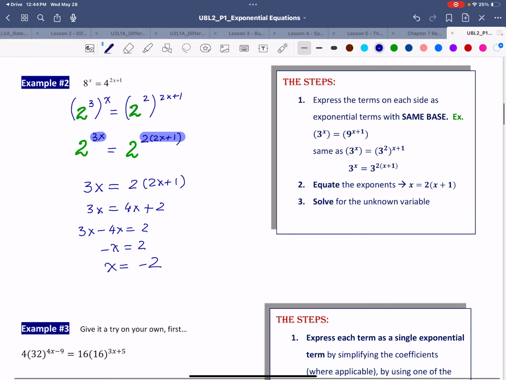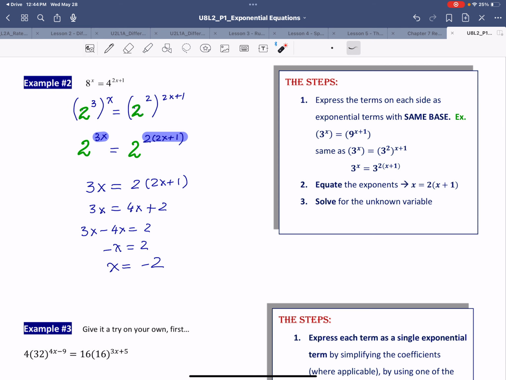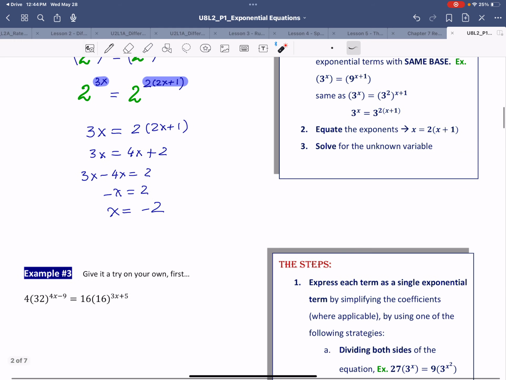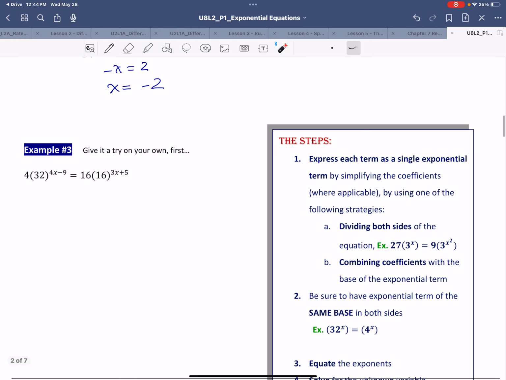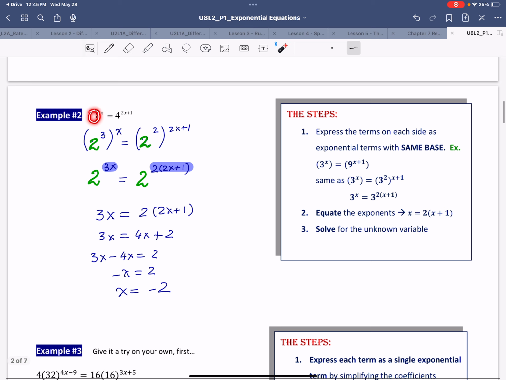If you look at the steps described here, we have to first express the terms on each side as exponential terms with the same base. I added another example here, just in case. Then equate the exponents and solve for the unknown variable. Okay, so we're going to move on to another example similar to this, but we're adding something in addition to what we had in the previous example.